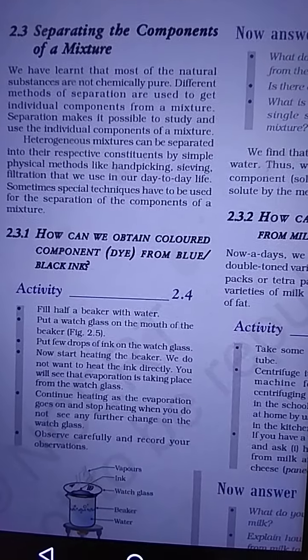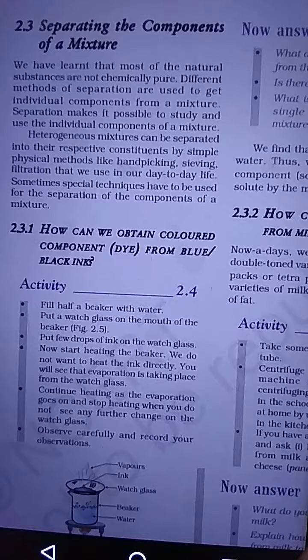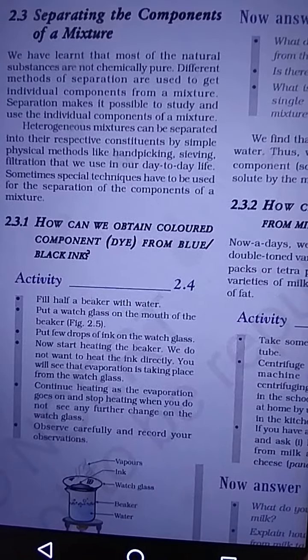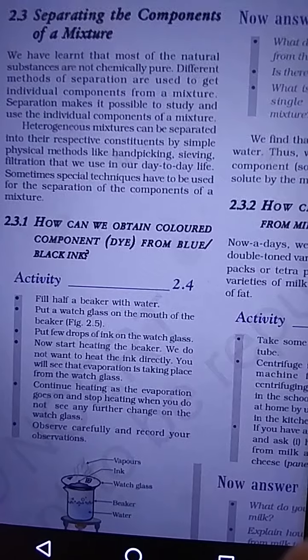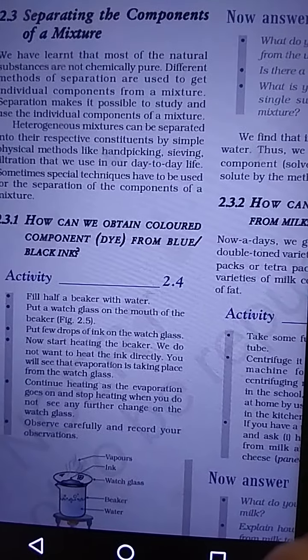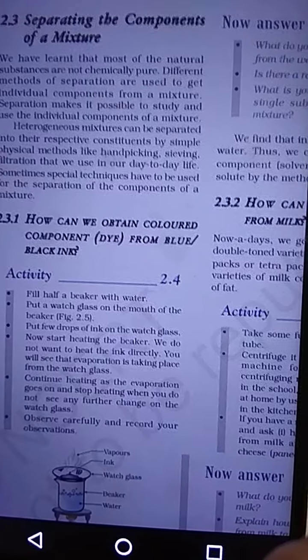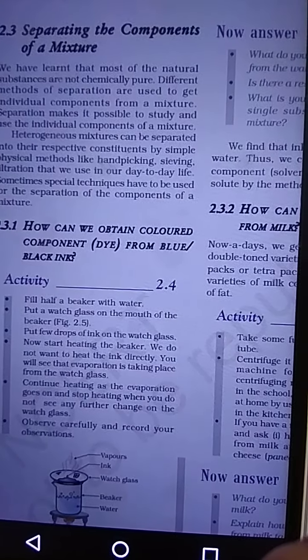Good morning, students. Today we will discuss separating the components of a mixture. We have already studied mixtures. Mixtures can be classified into two types, that is, heterogeneous mixtures and homogeneous mixtures.